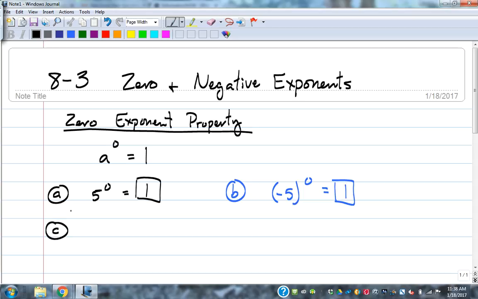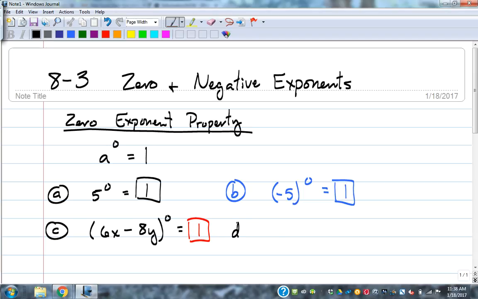It can be something really, really complicated. If it's to the 0 power, what's the answer? 1. Okay, that's pretty complicated because it's something added and subtracted inside as a base. But it's got the 0 exponent, so it's 1.